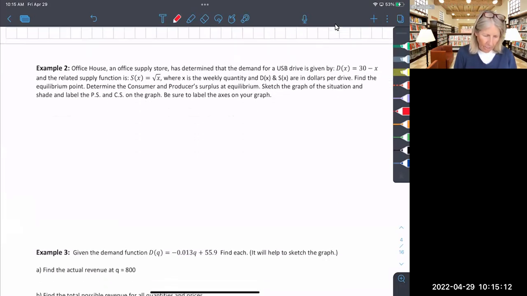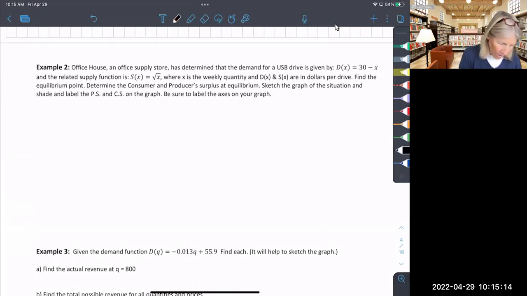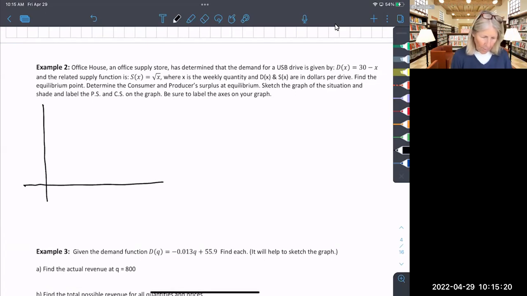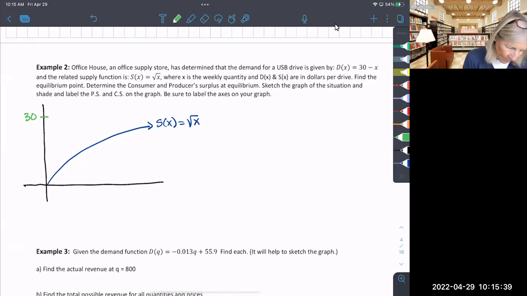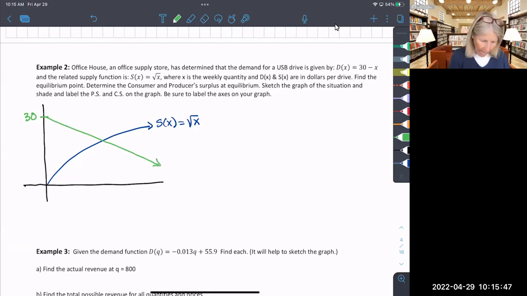I like sketching the graph because it helps me visualize what I'm doing anyhow. So let's just start. And again, you could use Desmos to help out with the graph if you like. But I know what the square root function looks like, right? That's just the eyebrow shape. So this would be my supply function, the square root of x. My demand function, 30 minus x, is a line that would start at 30 and shoot downward. Again, you can use Desmos or any other graphing device to help you with this graph. That's fine. So here's my demand function, D of x.